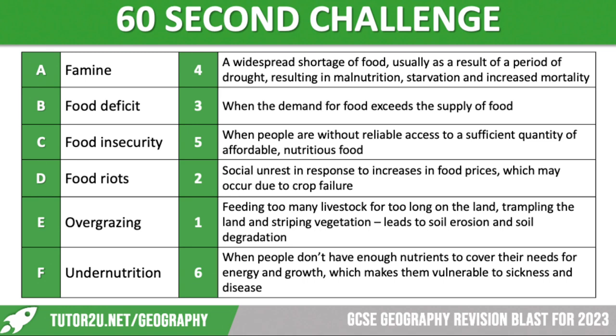We've then got E1, overgrazing, feeding too many livestock for too long on the land, trampling the land and stripping vegetation, leading to soil erosion and soil degradation. And then finally, we have F6, which is undernutrition, where people don't have enough nutrients to cover their needs for energy and growth, which makes them vulnerable to sickness and disease. Well done if you got those correct.